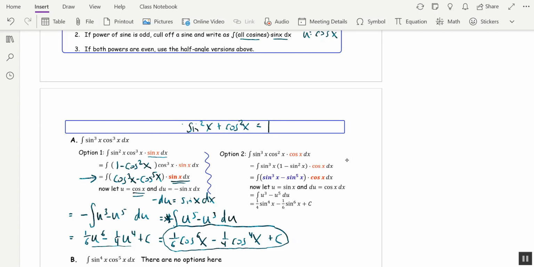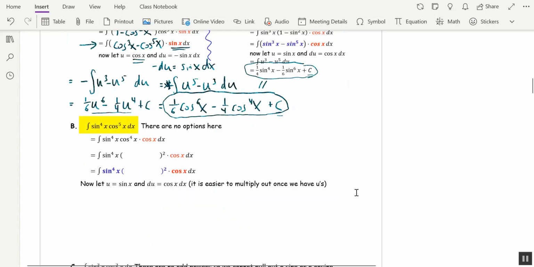And then over here, I've got option 2. You can read through this on your own, but here I decided to pull out a cos x, and then I had to write cosine squared in terms of sines, so that's 1 minus sine squared, dot, dot, dot, and I get a different answer, completely different. It looks completely different, but it's actually equivalent to the answer we got. And the reason it's equivalent is these c's are not the same. This c is not necessarily the same as that c. Okay, here I've got sine to the 4th, cosine to the 5th. So there's no options. I have to pull out a single cosine.